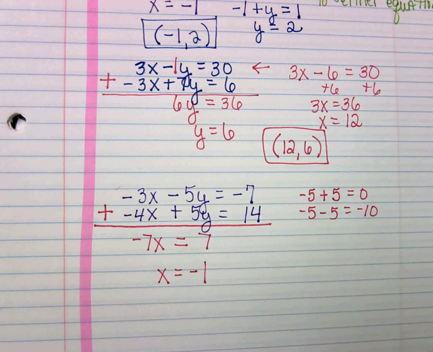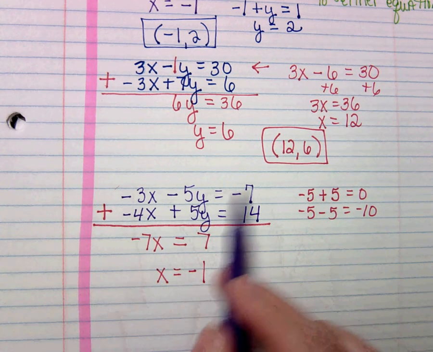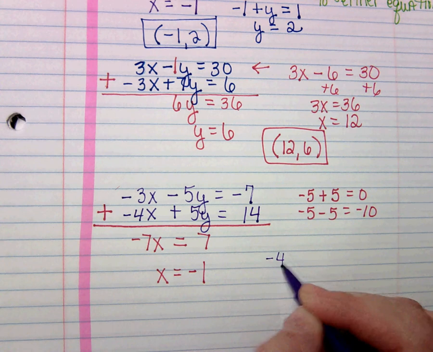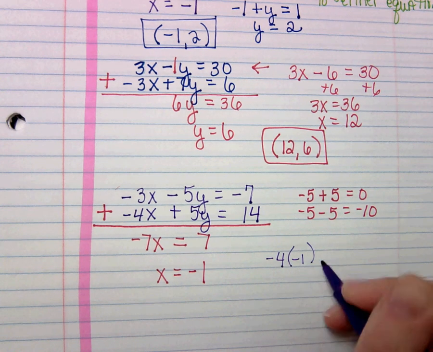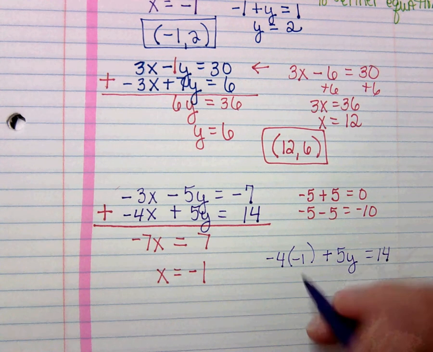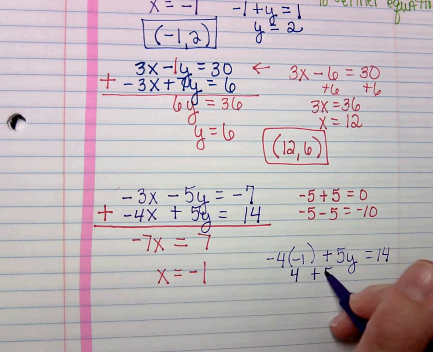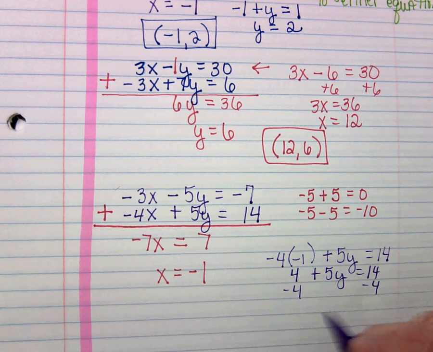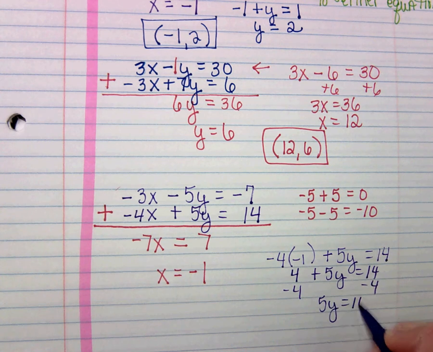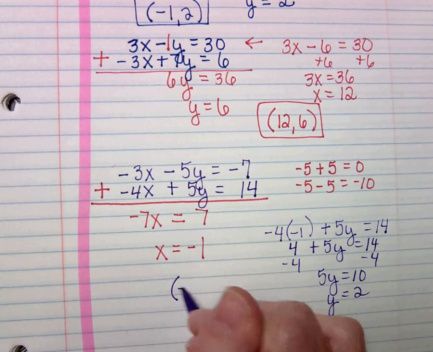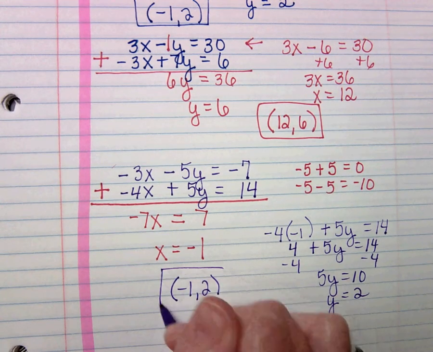Okay, so now remember you've got to pick one of the equations, either one. Since I've picked the first one every time, I'm going to pick the second one this time. So we're going to say negative 4 times negative 1 plus 5y equals 14. That's positive 4. And then we subtract 4. And we get y equals 2. So our solution is negative 1, 2. Ta-da!